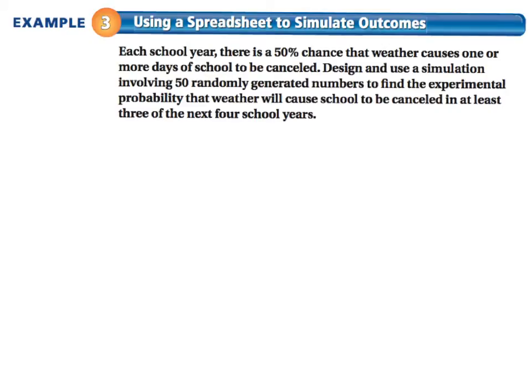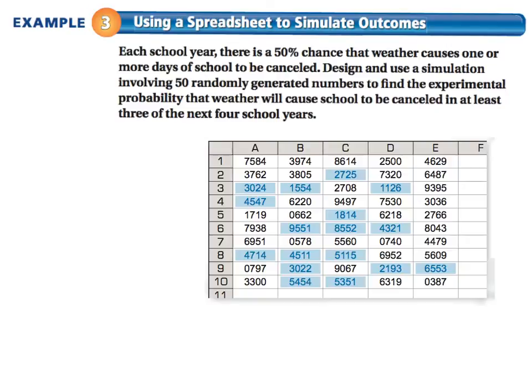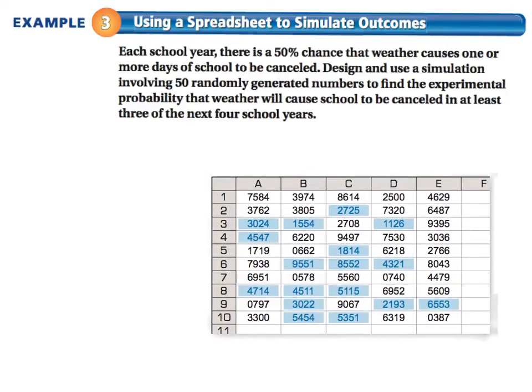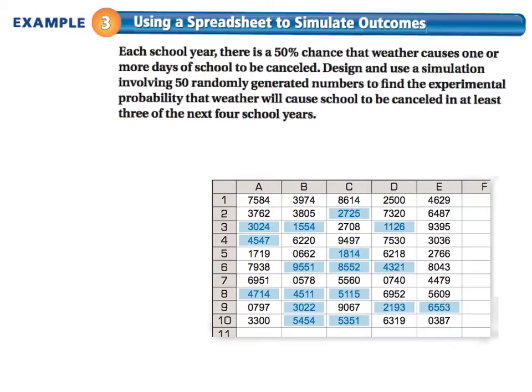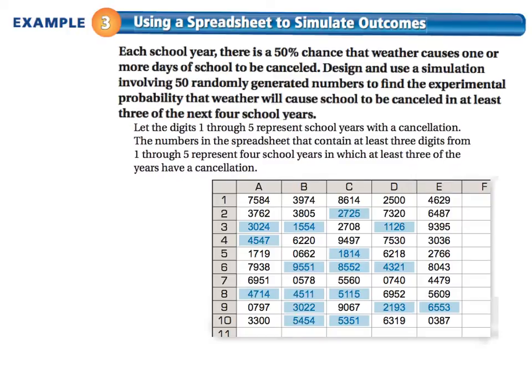So here's what we have to do. We're going to use a random number table in a spreadsheet. Here's the spreadsheet right here. In this spreadsheet, we just have random 4-digit numbers. These represent 4 days. The first number represents the first day, the second number represents the second day, and so on. We have a 50% chance that the weather causes 1 or more days of school to be canceled. So since it's a 50% chance, we're going to do this.